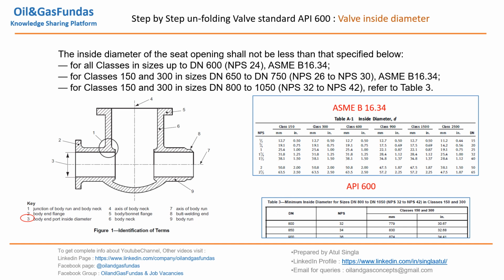Again, it is mentioned against size and class rating. We have two class ratings only, 150 and 300. So based on that only, the inside diameter is mentioned. So this is how we can refer to these two standards up to particular sizes and ratings. These two standards have to be referred and we can get the valve inside diameter.